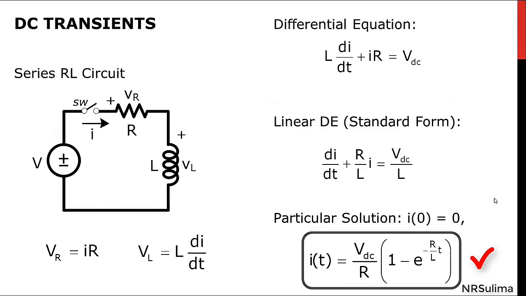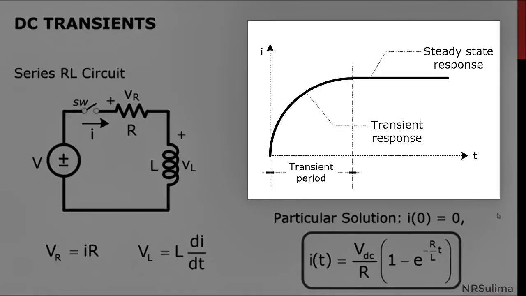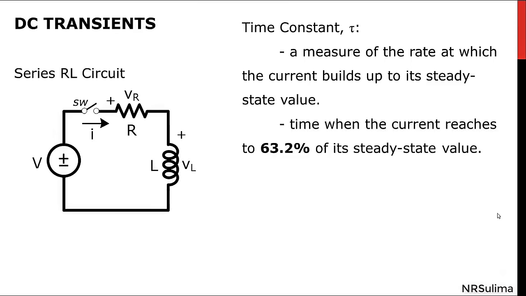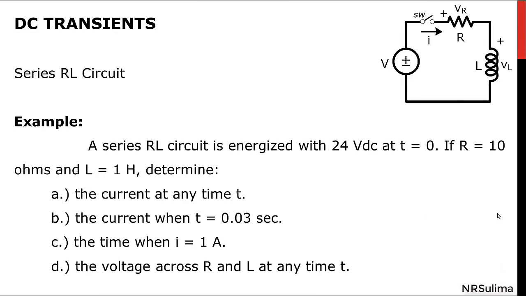Now from this equation, as the value of time increases, the behavior of the current is generally represented by this graph. Another important parameter in transient analysis is what we call the time constant. It is a measure of the rate at which the current builds up to its steady state value. That is when the current reaches 63.2% of its steady state value, and it is given by the formula L over R.